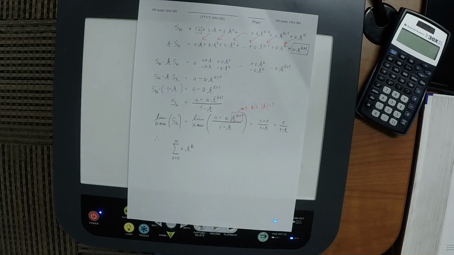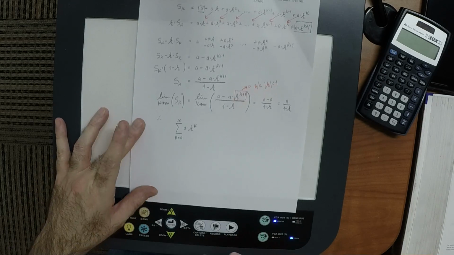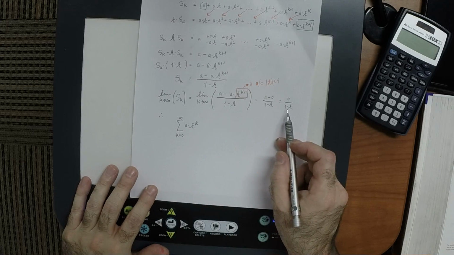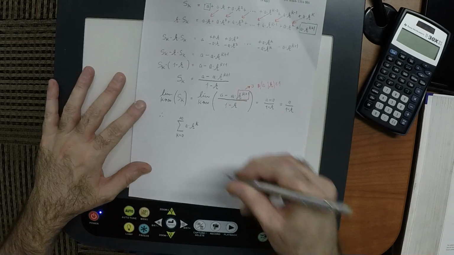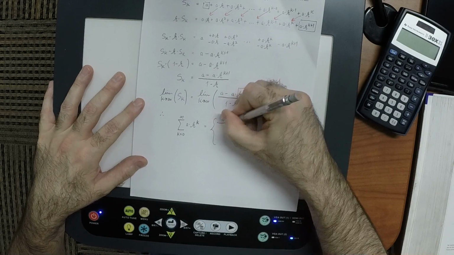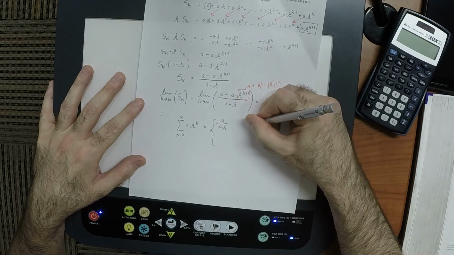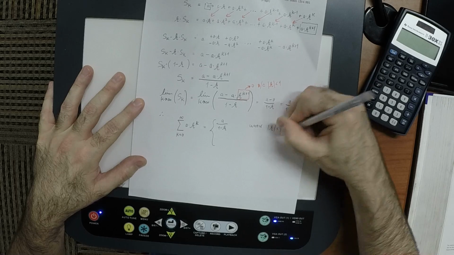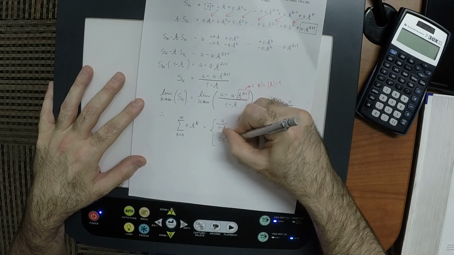That's a geometric series. So we know everything that there is to know about it. We know exactly when it converges. When does it converge? When the absolute value of r is less than 1. And moreover, we know exactly what it converges to. It converges to that. So this is equal to a over 1 minus r when absolute value of r less than 1, and it diverges otherwise.